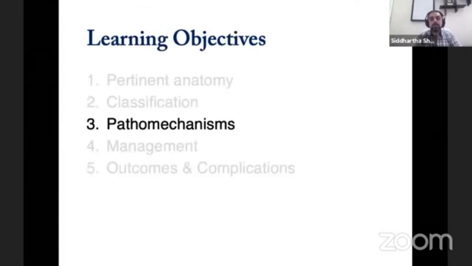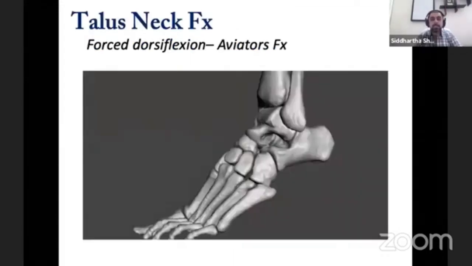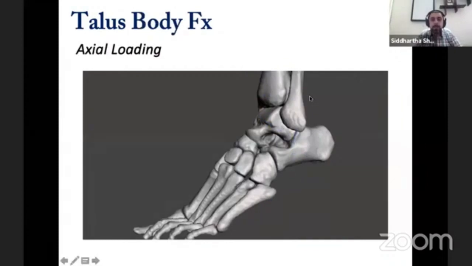Now let's look at the pathomechanisms. So the typical mechanism of a talus neck fracture as described by Coltart was the aviator's fracture. The talus body gets wedged in dorsiflexion between the plafond and the calcaneus, and the continuing dorsiflexion force breaks off the talus neck. Now, mind you, this can also happen because of an inversion strain when you have medial comminution and lateral tensile force. On the other hand, talus body fractures most of the time occur from axial loading. The talus body is forced against the plafond and it results in varying degrees of comminution.